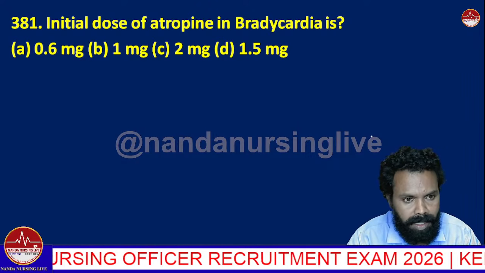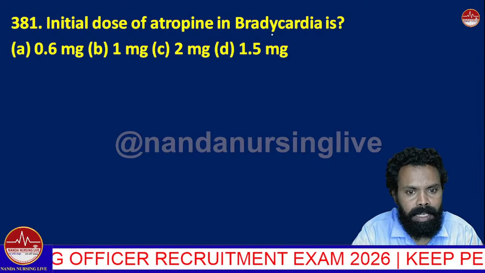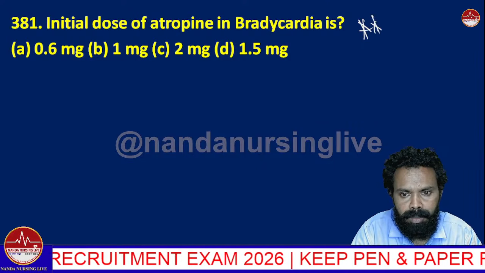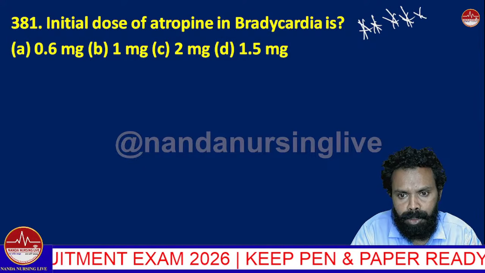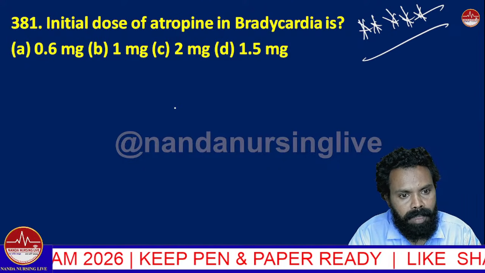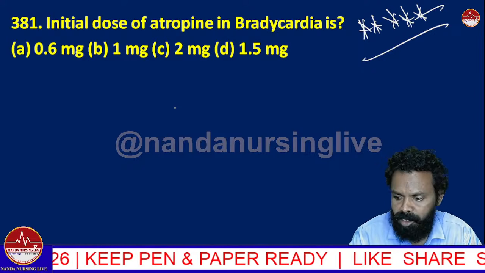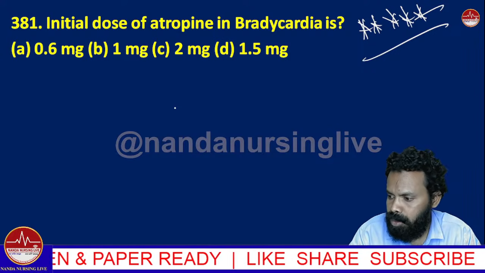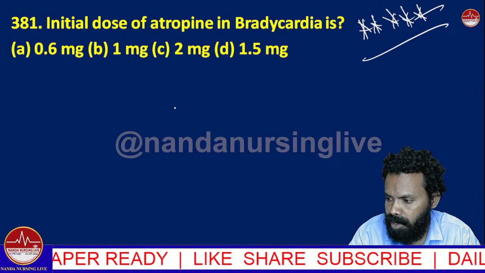Next question, question number 381. Initial dose of atropine in bradycardia, most important MCQ. Option A is 0.6 milligram, option B is 1 milligram, option C is 2 milligram, option D is 1.5 milligram. So which option is the correct answer? This is from ACLS, advanced cardiac life support.